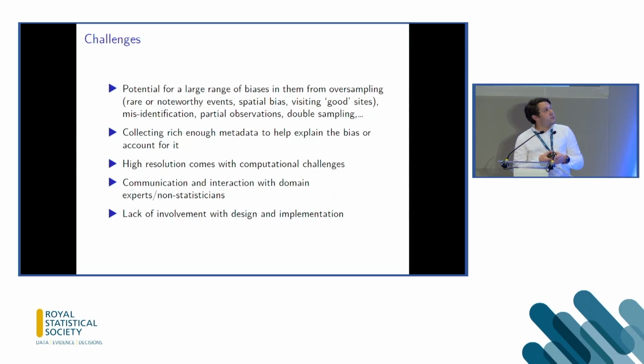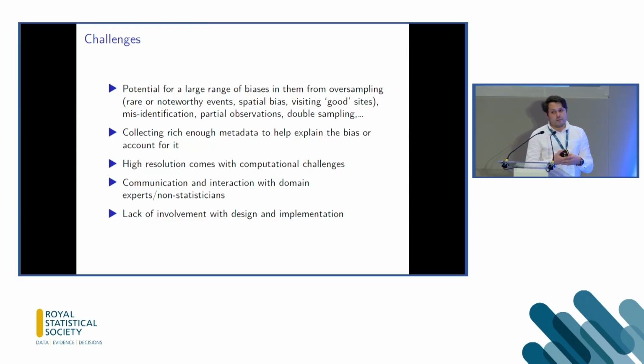So as I said, there's a potential for a large range of biases, some of which we've already heard about from the talks this evening, including oversampling. That's where people either only report if they've seen something noteworthy or interesting or rare. Maybe there's a spatial bias, so you get more observations in areas of high population density, or people going to locations where they know they're going to see something interesting. If you go for a hike, you might want to go where you've got a good chance of seeing some good birds or good butterflies.